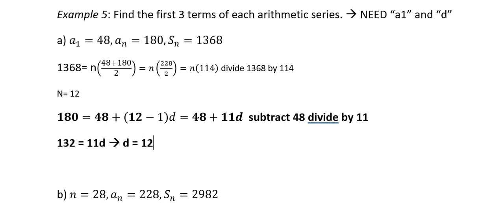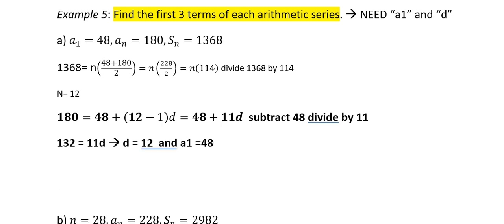We've probably forgotten by now, but the directions say, what are the first three terms? Now you have that d equals 12, and a sub 1 equals 48. So we can find our terms: 48 plus 12 is 60, and 60 plus 12 is 72. After all that work, that is your final answer.